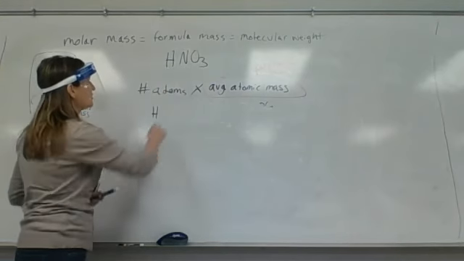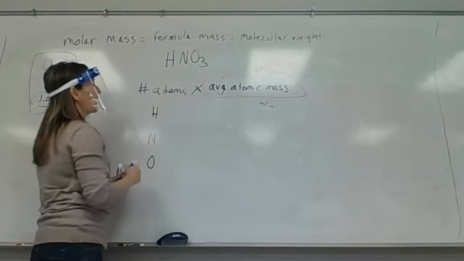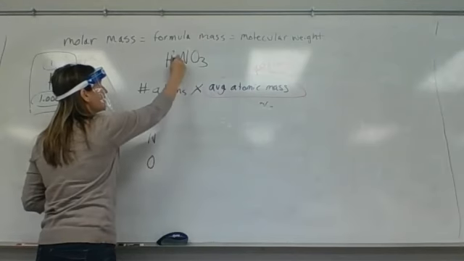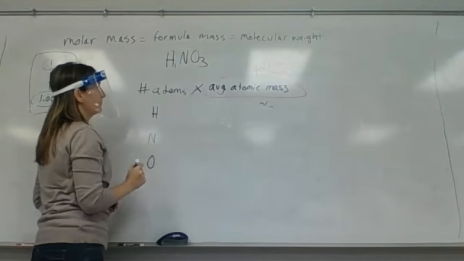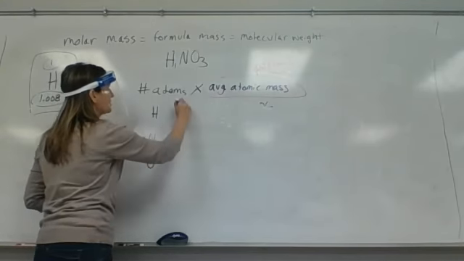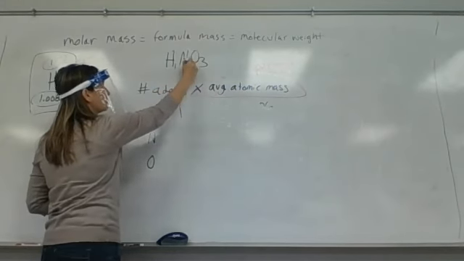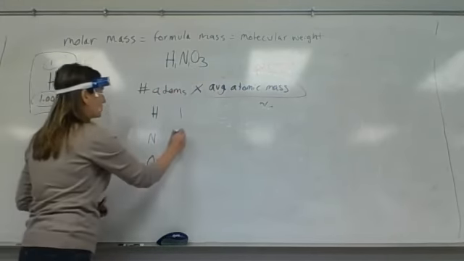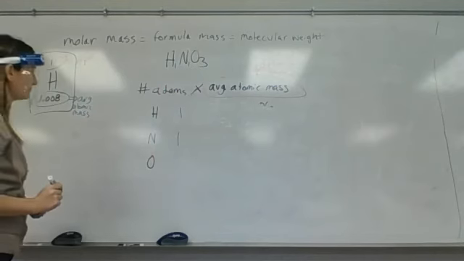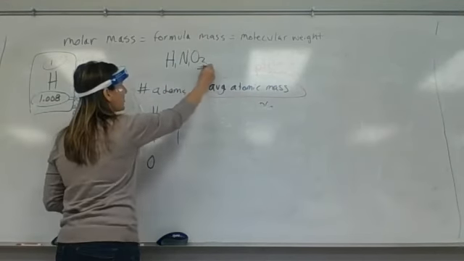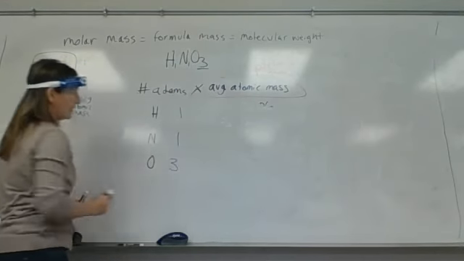So hydrogen. Notice this time there is no number after hydrogen. If there is no number, it's because there's only one of them. So how many hydrogen atoms? Just one. We've got nitrogen. No number after nitrogen either, so that means there's just one nitrogen atom. Oxygen has a number 3 after it, so that means there are 3 of them.